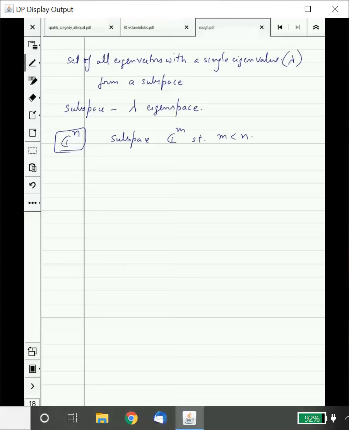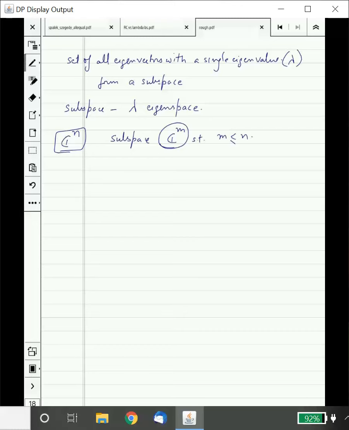So if we look at all the eigenvectors of a particular lambda, a lambda eigenspace, it will look like the span of M vectors for some M less than or equal to n. This is how our eigenspaces will look. We also know how to find lambda.